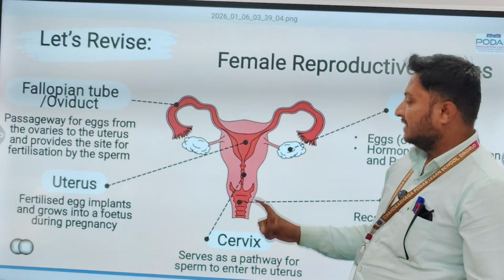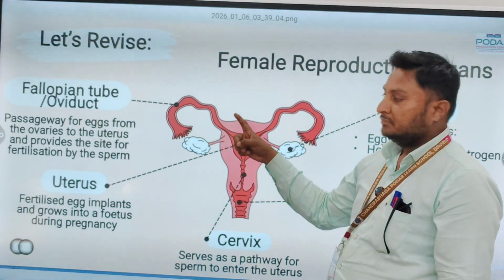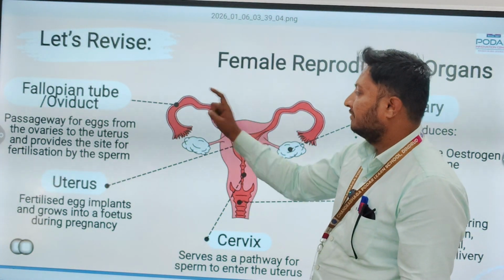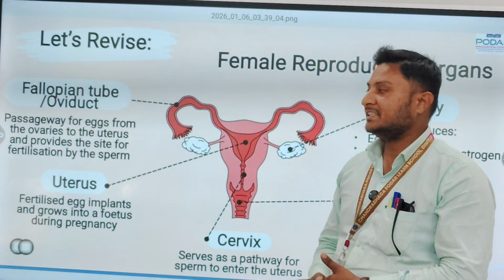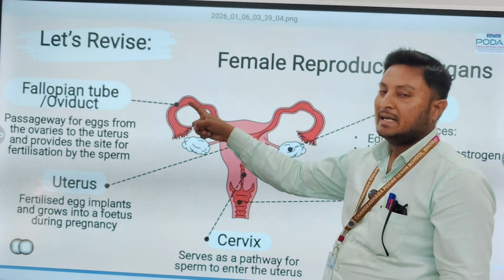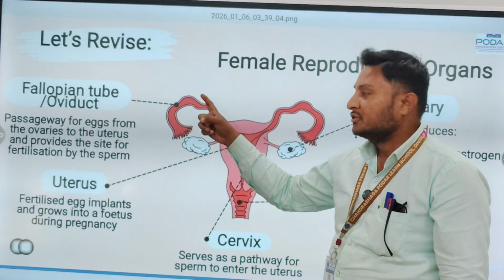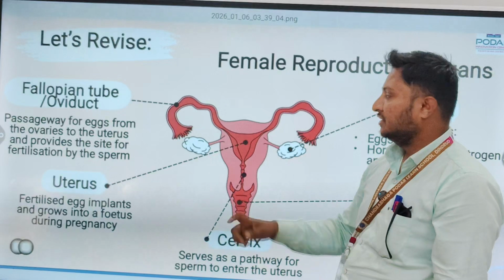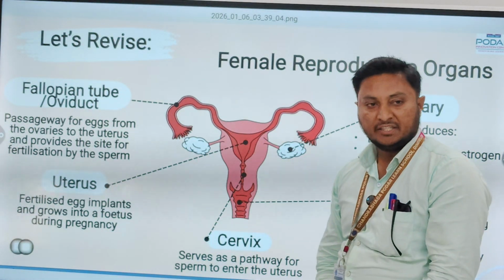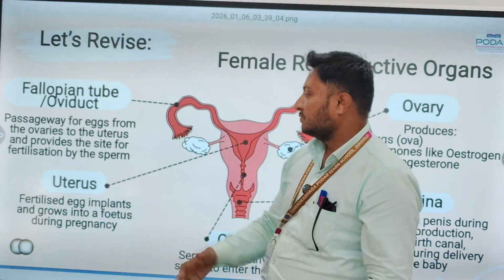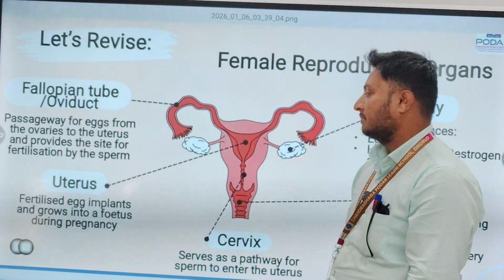sperm. So the female gametes produced by the ovary are then transferred to the fallopian tube, and this is the site of fertilization, where the male and female gametes fuse together and the zygote is formed. This is the important part: it is the site for fertilization. It is a passage for the egg from the ovary to the uterus and provides the site for fertilization by the sperm.